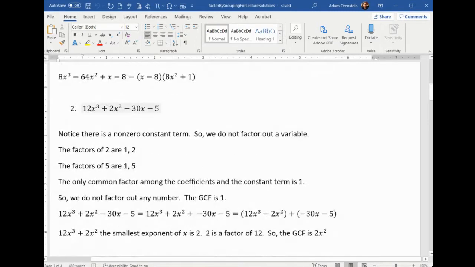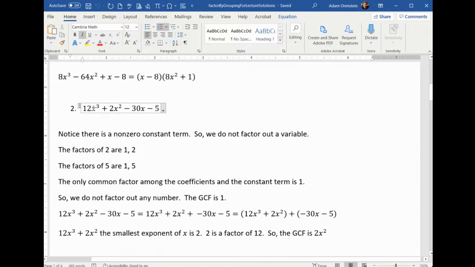So now we have this one here. Well, again, there's a non-zero constant term, right? So x is not in every term. Or in other words, the smallest exponent of x is 0. So in the GCF, m would be 0, and we only look at the coefficients and the constant term.